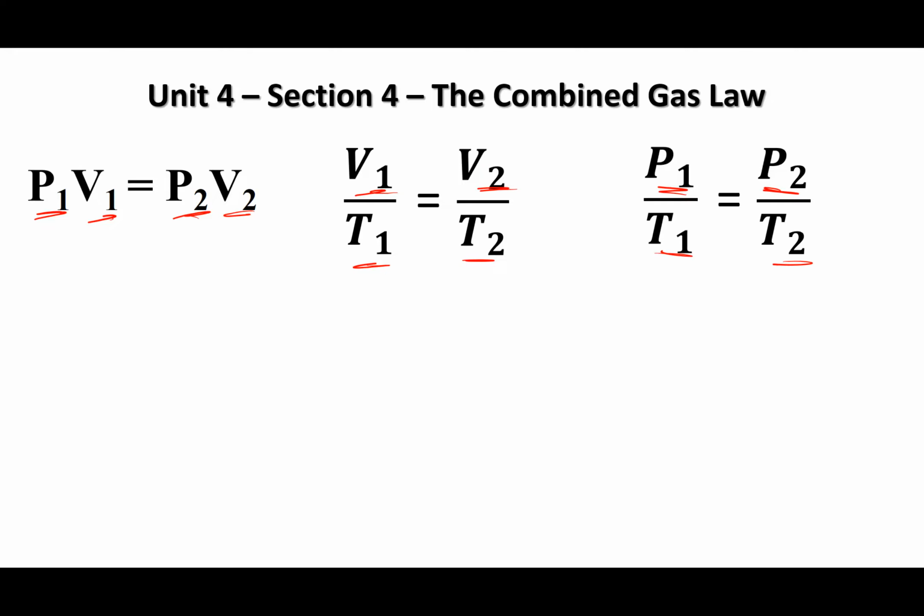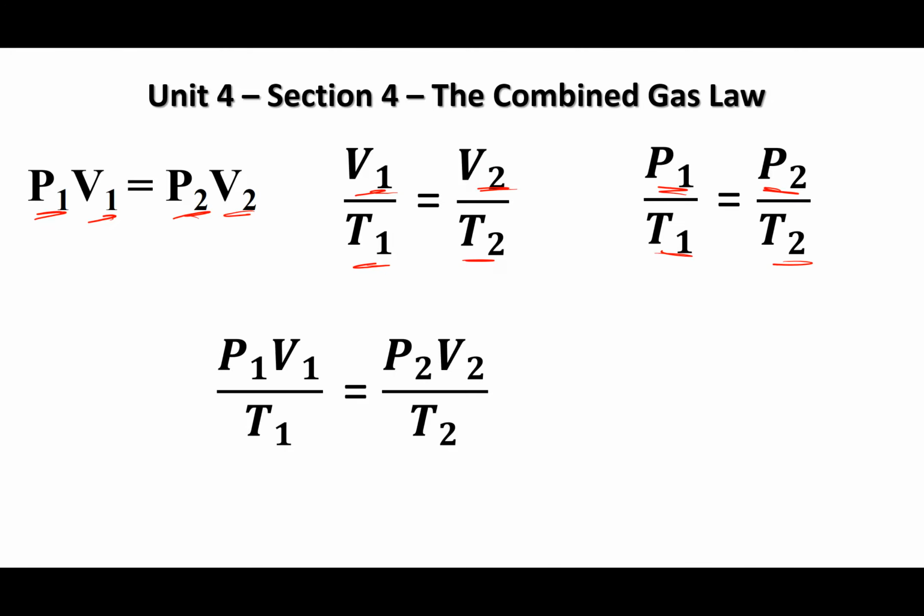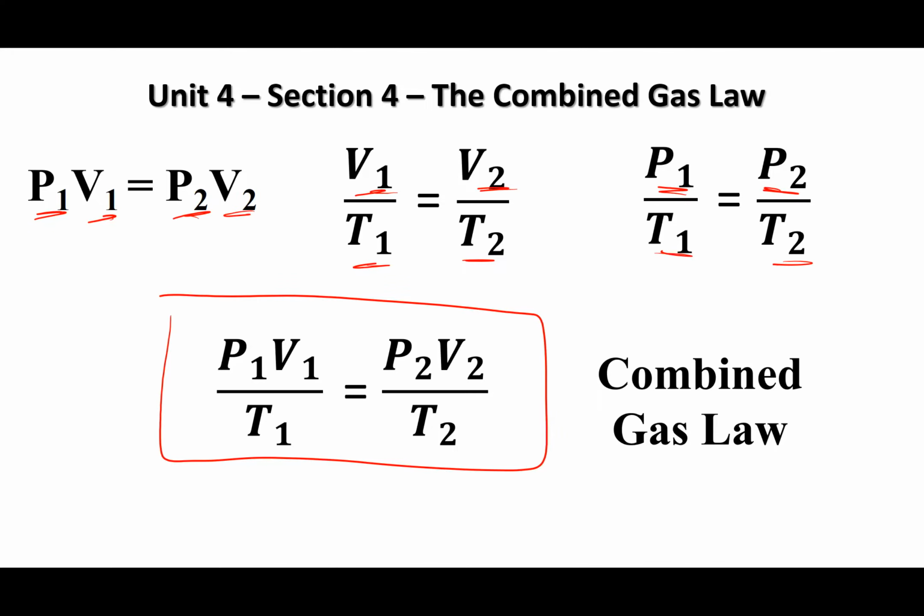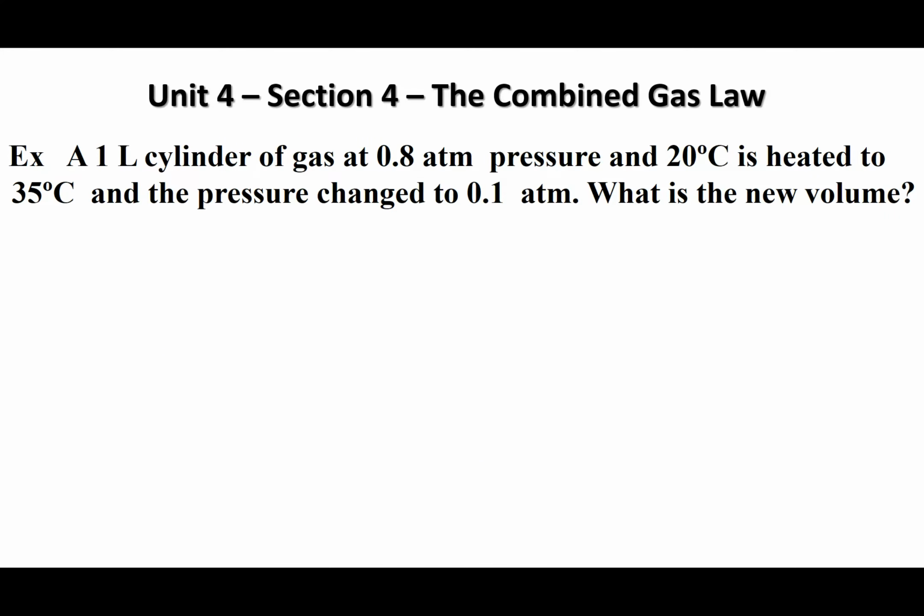So we can actually roll this all together into one giant law that we like to call the combined gas law. The way these questions work is you'll be given 5 of the variables and asked to solve for the 6th one. So here's a typical question. We have a 1 liter cylinder filled at 0.08 atmospheres at 20 degrees Celsius and is heated to 35 degrees Celsius, and the pressure has changed to 0.1 atmospheres. What is the new volume?